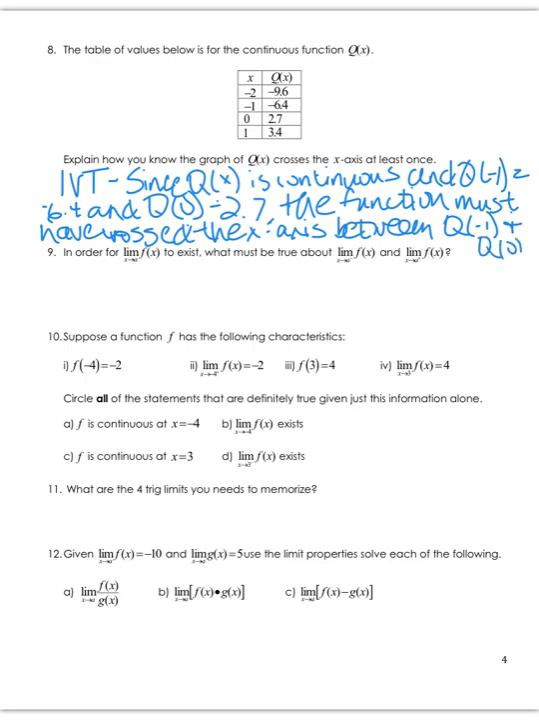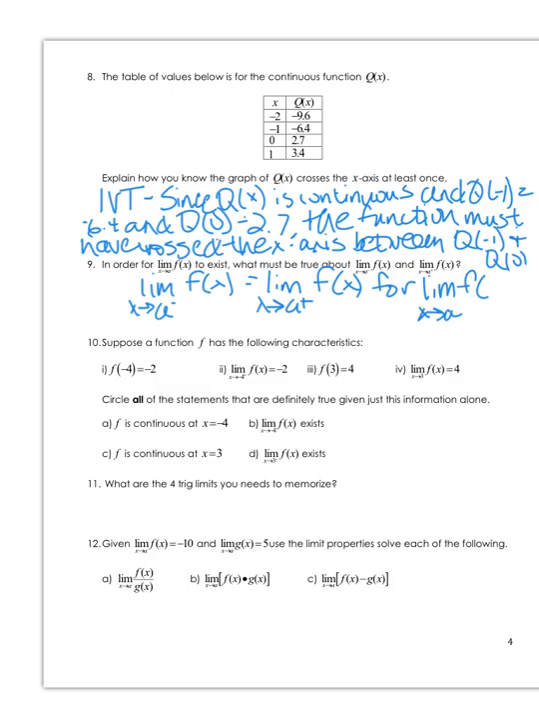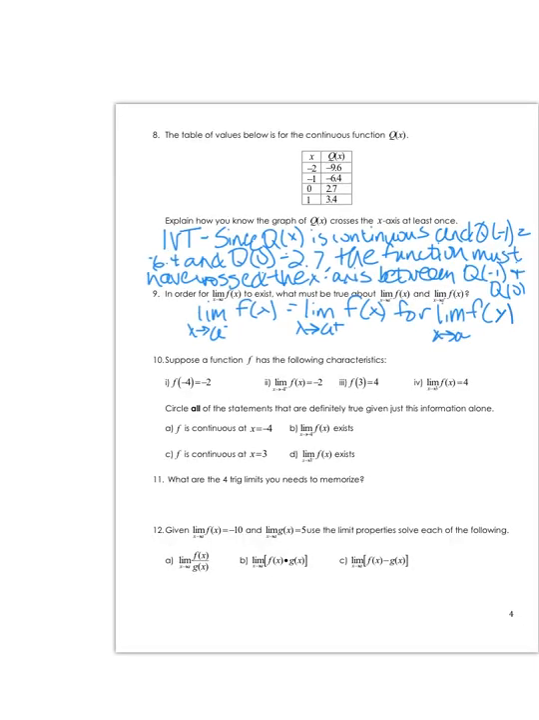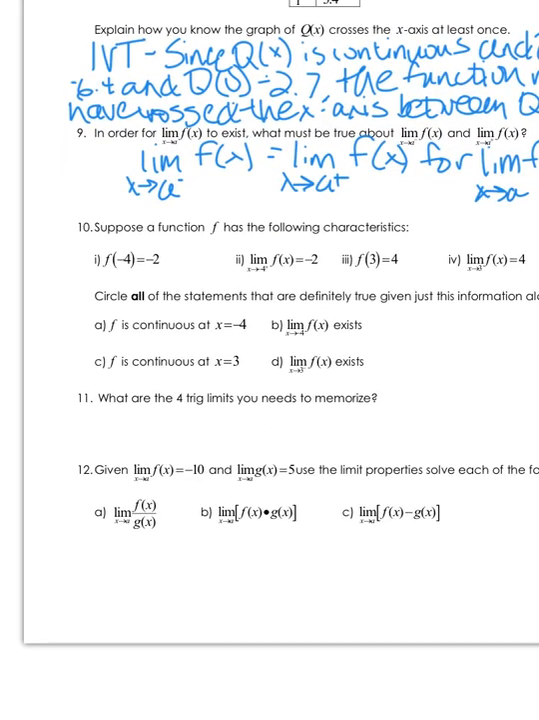Okay. In order for the limit of f of x as x approaches a to exist, what must be true about the limit from the left and limit from the right? We know that they have to be equal. So the limit from the left has to equal the limit from the right in order for the two-sided limit to exist. I'm really and truly not sure how I keep doing that, y'all.